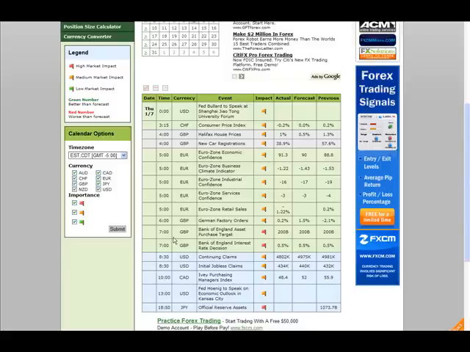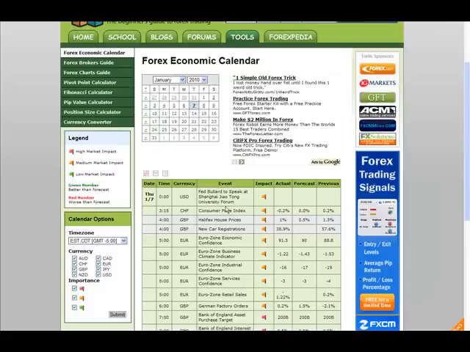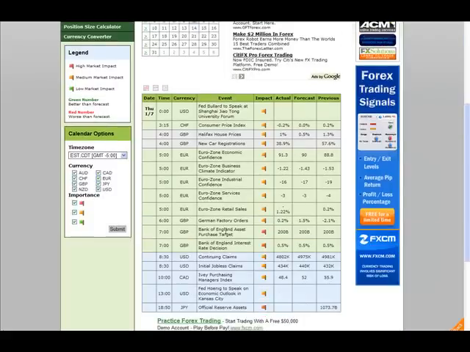That's at 7 a.m. And then at 8:30 we have initial jobless claims and continuing claims from the dollar. So 4, 7, and 8:30 a.m. I'm just jotting those times down on a notepad just so I know when to be out of the market. So that's pretty much all you got to do there.